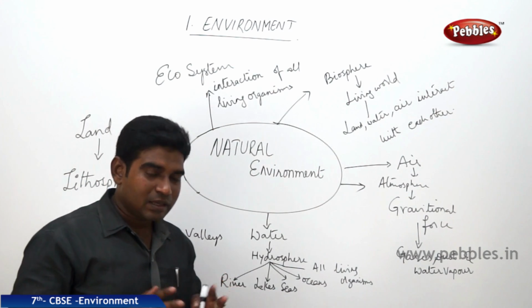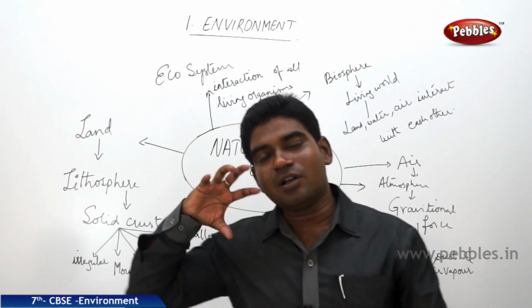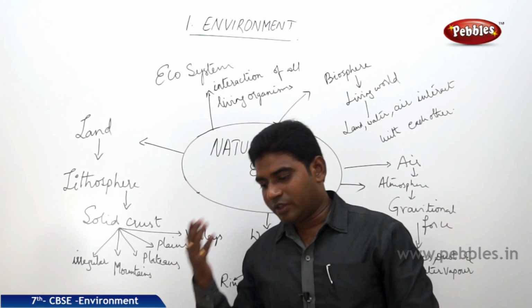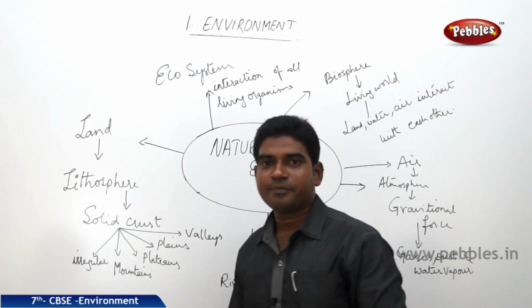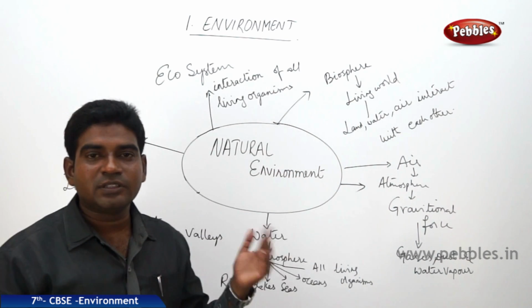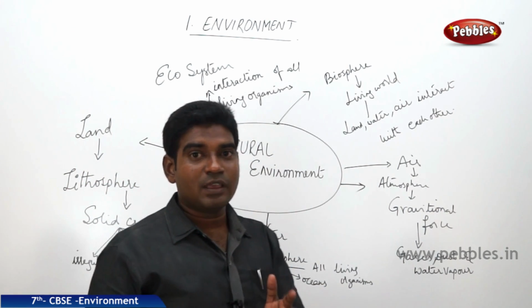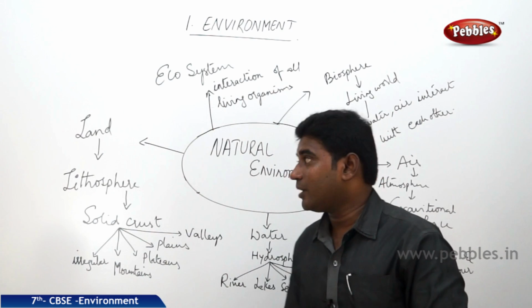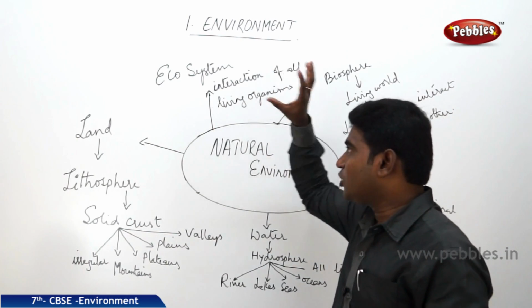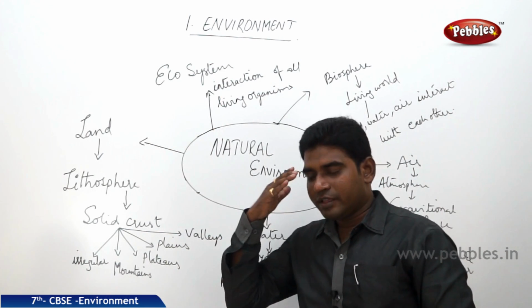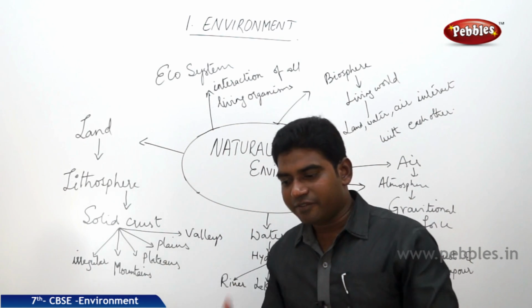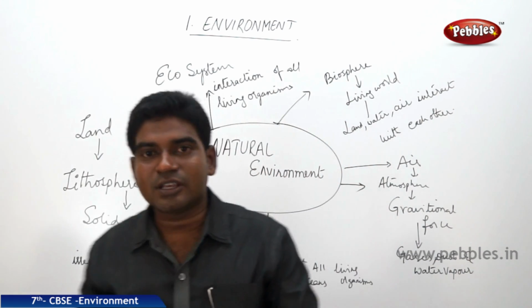And coming to the other important thing, what do we call all these things together? We call them by different names like lithosphere, biosphere, hydrosphere, or atmosphere. And we discussed until now why they are important for us. But we have another word called ecosystem. Ecosystem is something very important for every human being to survive.